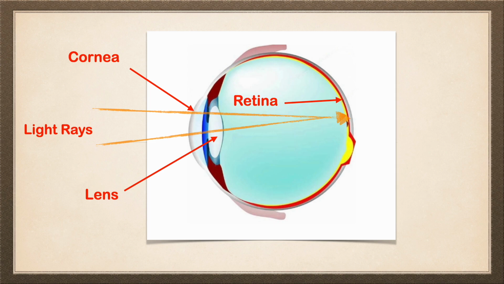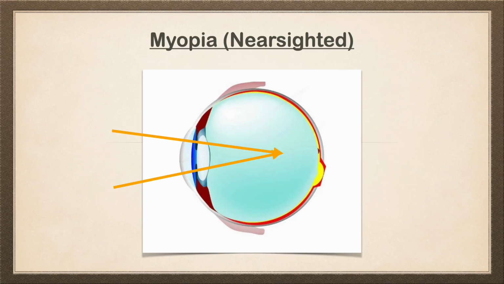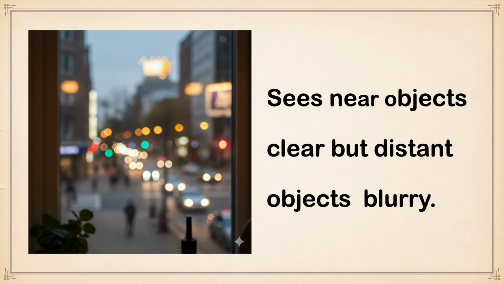This is where common refractive errors like myopia, nearsightedness, or hyperopia, farsightedness come into play. Myopia, or nearsightedness, occurs when the light rays enter the eyes and focus prior to reaching the retina. This may result when there are issues with the cornea or lens, and in some instances, the eye itself may be larger than it should be. A person with myopia sees near objects clear, but distant objects blurry.